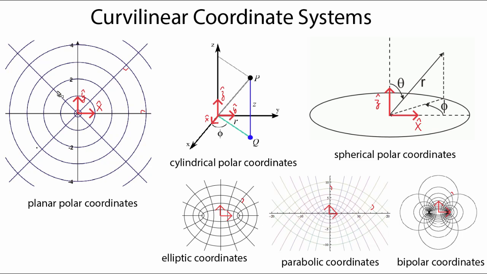These images of the coordinate systems that you see here have lines in them. These are known as coordinate lines, which I just briefly defined for you here. A coordinate line is a line that's obtained by varying one of the coordinates and keeping the others constant.